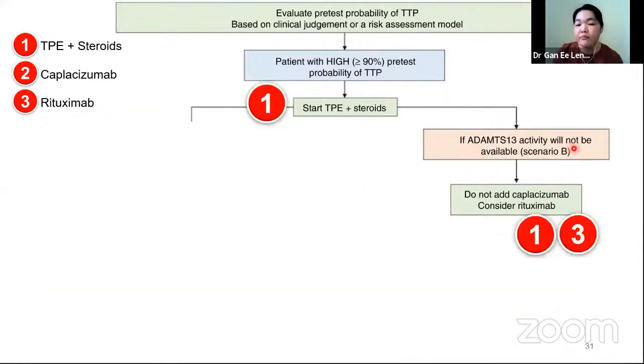Let's look at the right-hand side. Most of the time, for example, we can't get the ADAMTS13 result within 1 week, but the clinical picture is very suggestive of TTP. You have started plasma exchange and steroid. You do not add caplacizumab because we don't have ADAMTS13. You consider rituximab. I understand that previously rituximab we only used in severe TTP, but this ISTH guideline suggests that if you have a very suspicious case of TTP, you give TPE, steroid, and rituximab.